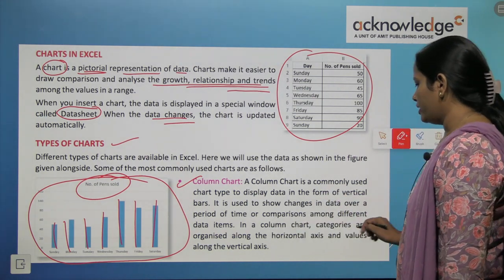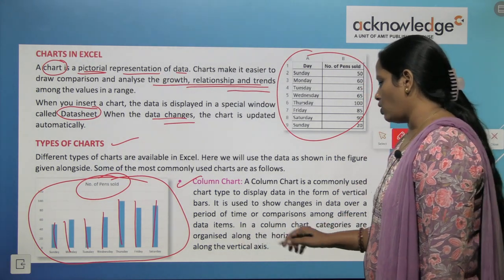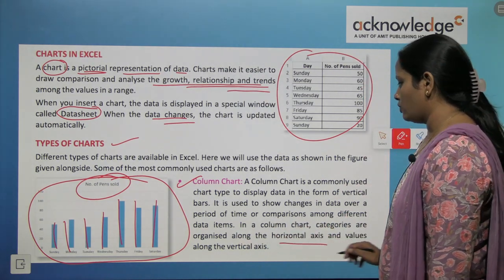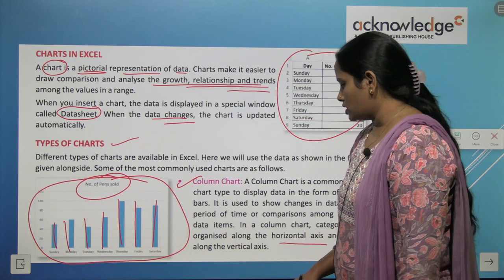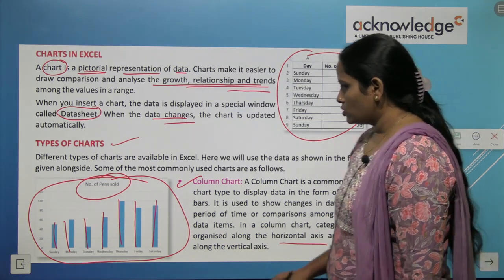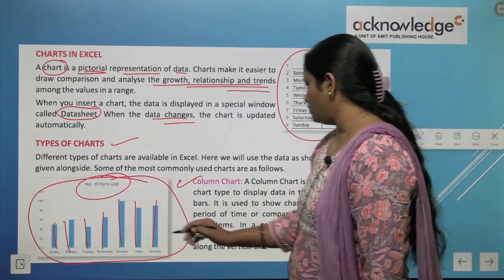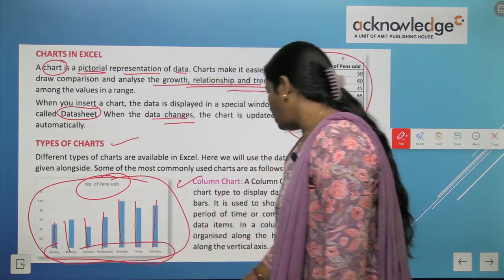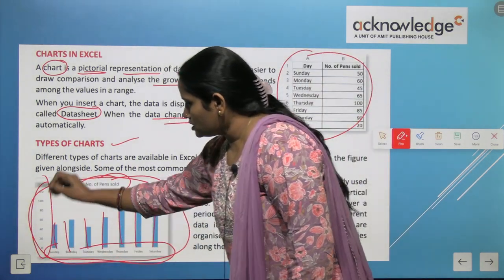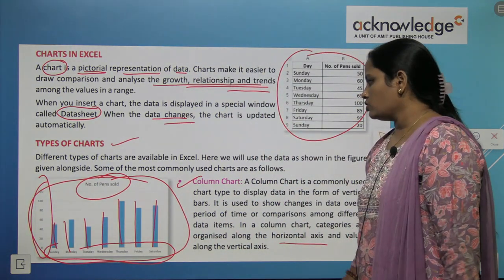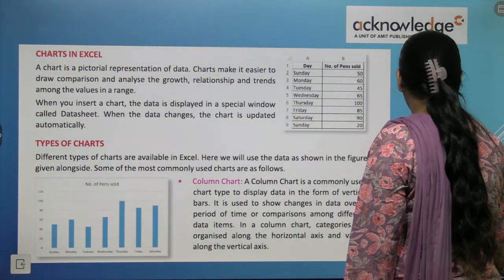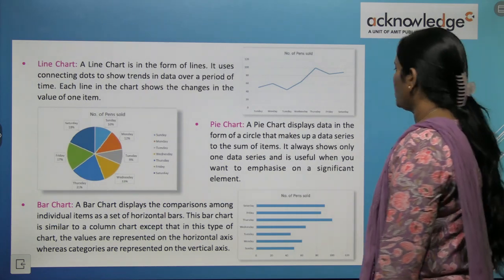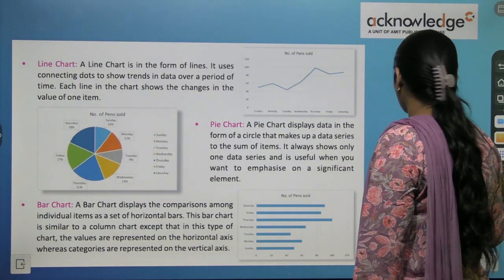In the column chart, the categories are organized along the horizontal axis and the values along the vertical axis. So here we can see the categories are here and the values are written here. So this is our column chart. Now let's quickly come to the next chart. Next is the line chart.